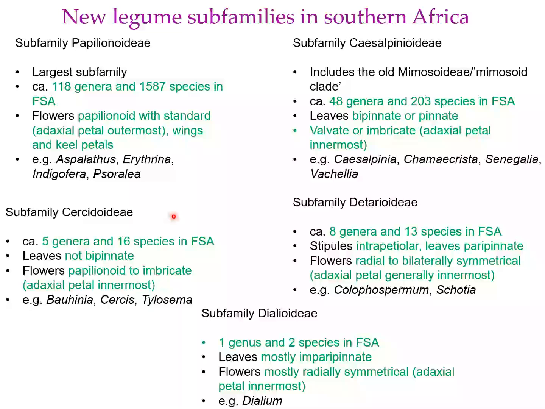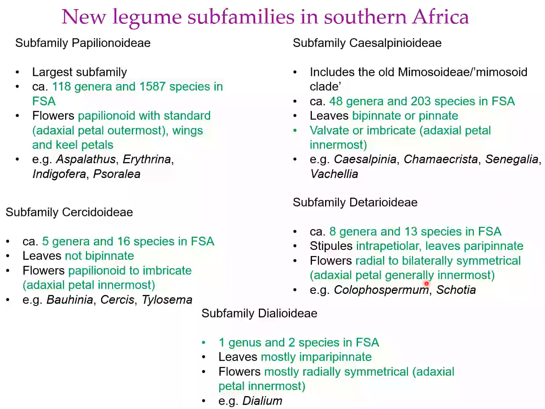The Cercidoideae, 5 genera, 16 species, so not very well represented in the flora of southern Africa. The leaves are never bipinnate, and the flowers can be from papilionoid to imbricate. So you can see that there is a bit of overlap in floral characters. So things like Bauhinia, Cercis, and Tylosema are important members of this.